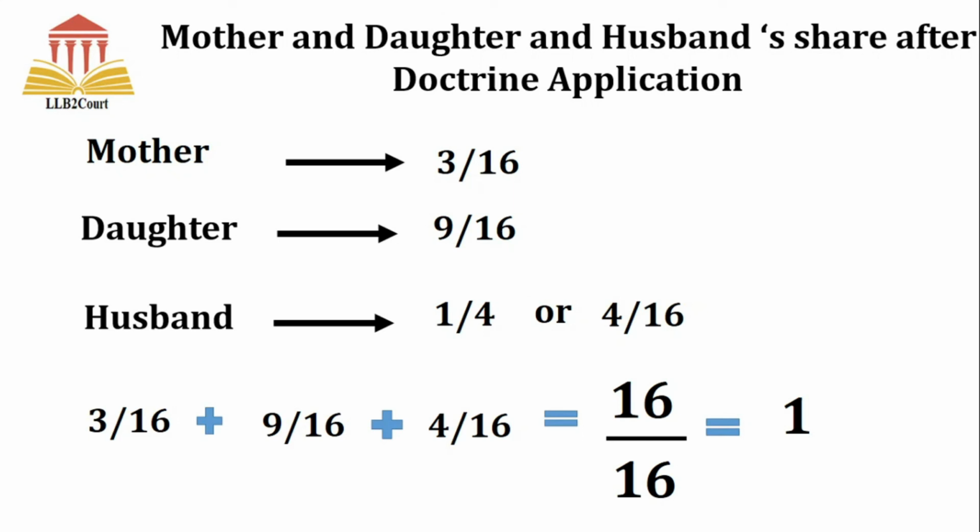Thus the doctrine of RAD applies in order to increase the share of mother and daughter, and we are keeping the husband's share the same 1 by 4 as the initial step because he cannot claim the doctrine of RAD benefit.